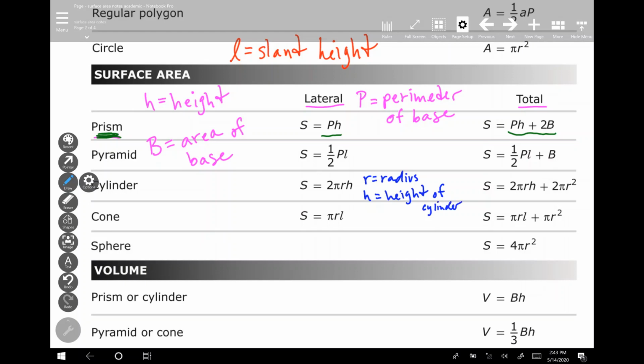So h is the height of the cylinder. So that's the lateral. And then for total, we have the lateral part, 2 pi r h, plus 2 pi r squared. If you notice here, this pi r squared is the area of a circle. And on a cylinder, how many circles are there? 2. So that's where we get that formula from. So let's go on here.